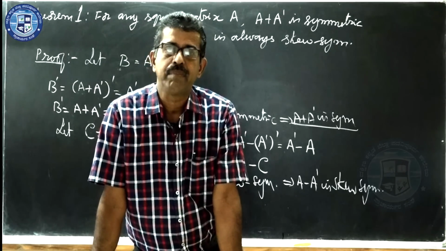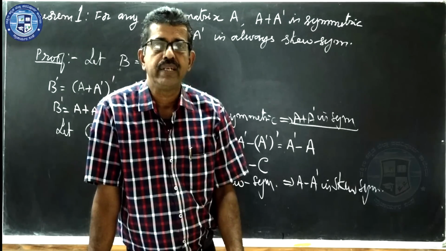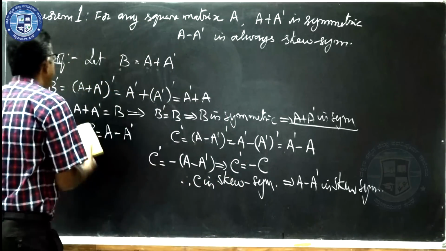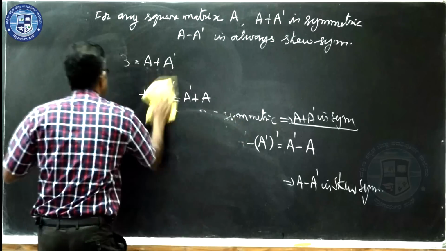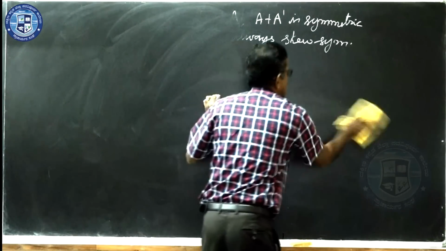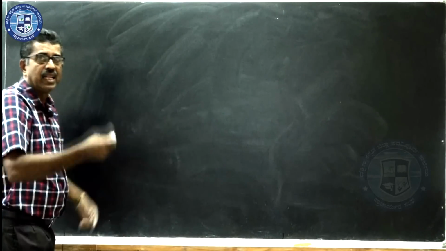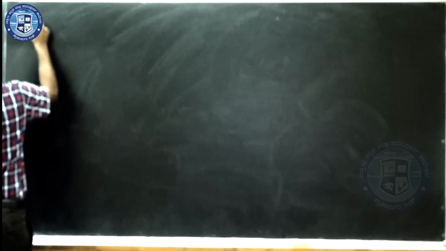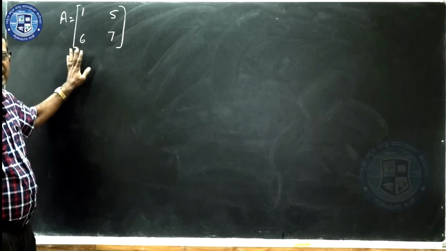So, we will continue with one example, proving that any matrix satisfies the same condition as theorem 1. I will take any matrix, a 2 cross 2 matrix. You may choose a 2 cross 2 matrix or 3 cross 3 matrix, but to avoid wasting time, I will take a simple 2 cross 2 matrix. Let A be equal to 1, 5, 6, 7. I will take this matrix 1, 5, 6, 7.